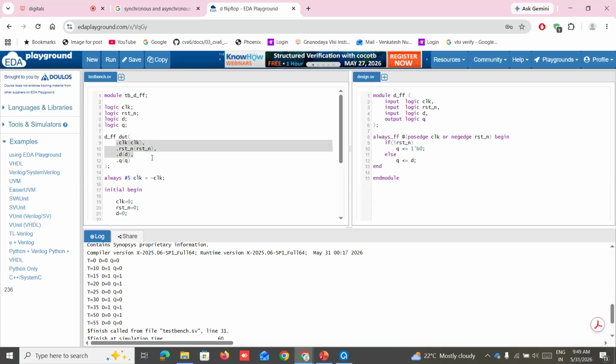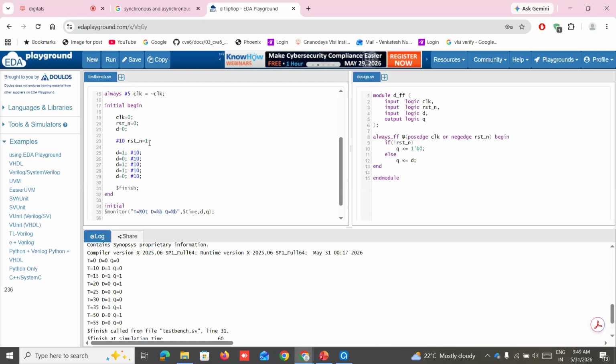I have not completed till this, so I don't know what kind of instantiation this is. It is name-based instantiation. So the dot connection being there means it is name-based instantiation. These things I have explained, and after that we will completely write one test bench.